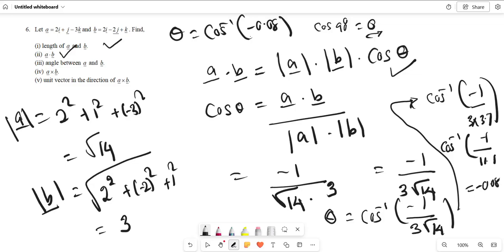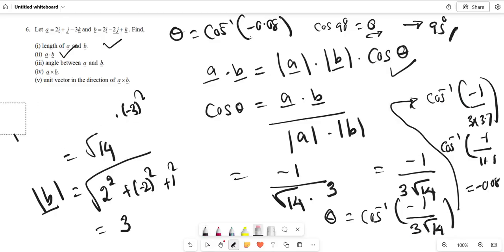Since it is less than 90, this is something like 95 degrees, because it should be an obtuse angle. Okay, obtuse angle. Theta equals 95, or you can just say it is cos inverse of minus 0.08. But anyway, you can keep the answer as theta equals cos inverse of minus 1 over 3 into square root of 14, or by using the calculator, you can get the answer.